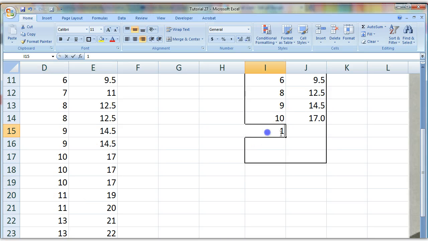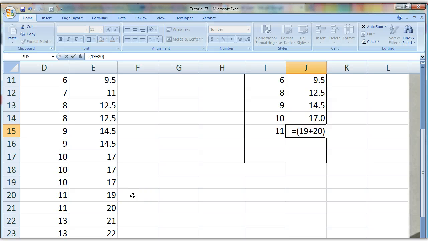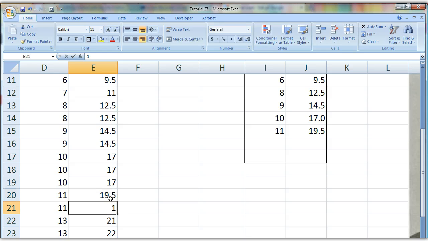We have people with a value 11. So we go here. Oops, sorry about that. There. And we calculate 19 plus 20. We divide it by 2. And we get 19.5. There. 19.5 for both of them.